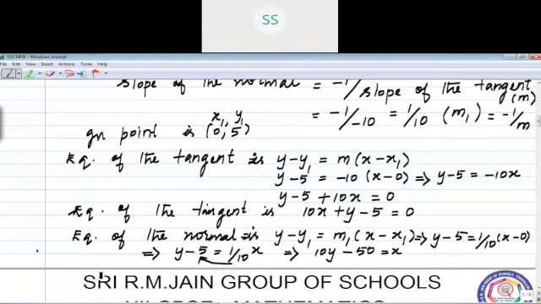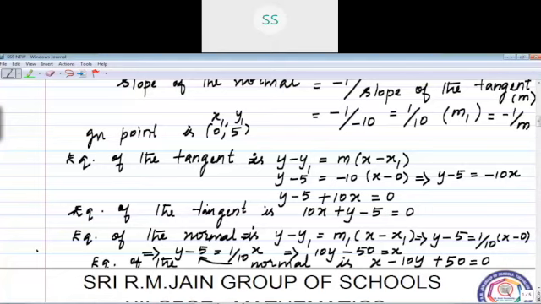Equation of the normal is, see, shift these things to the opposite side, then x minus 10y plus 50 equal to 0, right? Equation of the tangent and equation of the normal we found. Now you people understood, right? Shall I move to the next question, children?